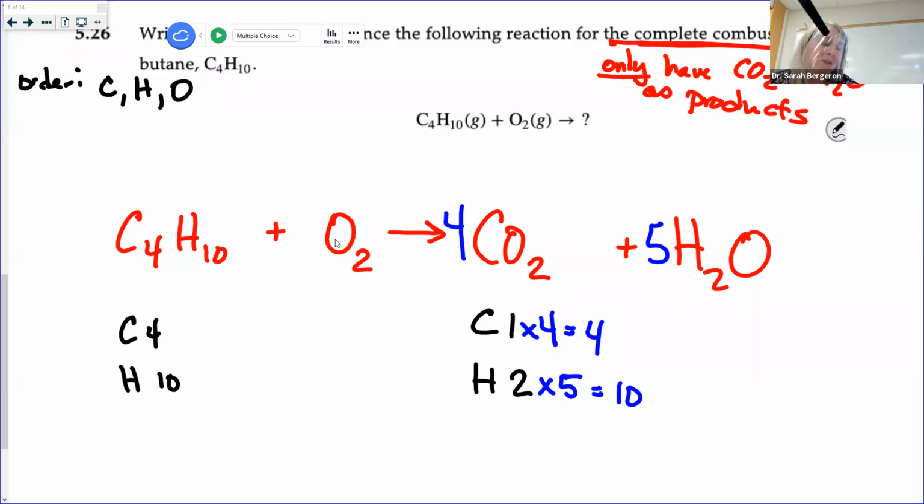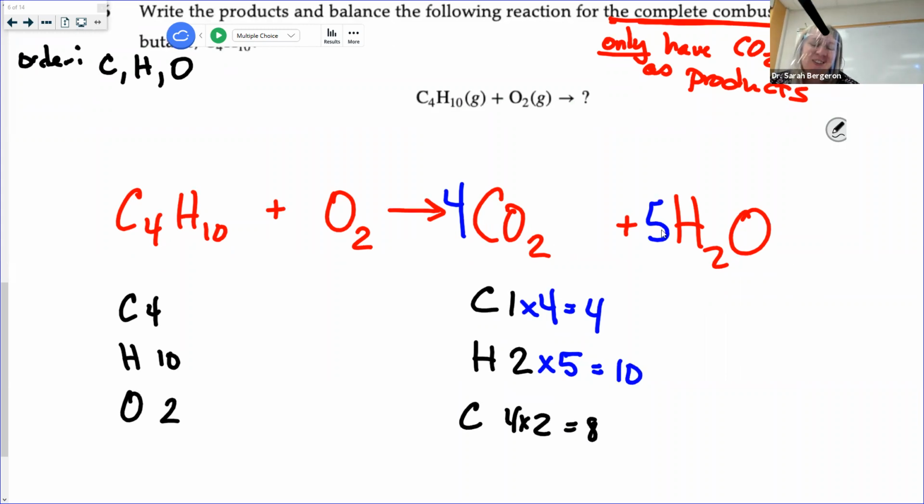Oxygen. So on the reactant side, I have 2. On the product side, now be careful. 4 times 2 is 8. Okay, now 5 times 1 is 5. So how many do I have total? I have 13. Okay, so what do I do?